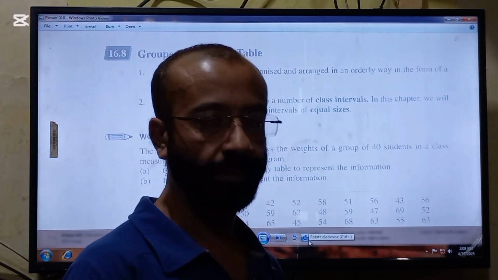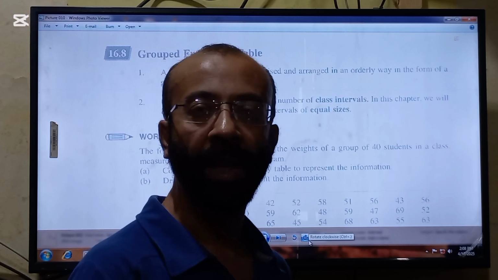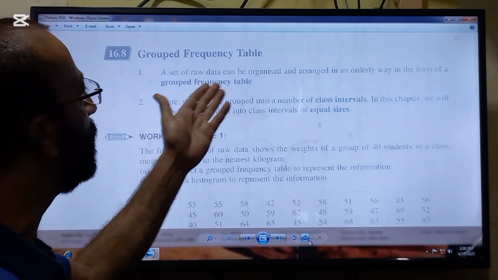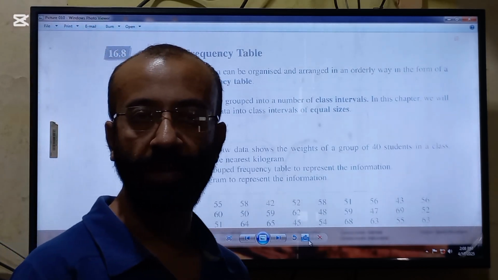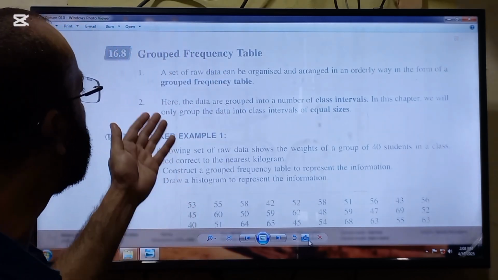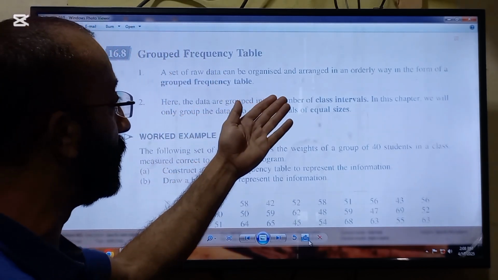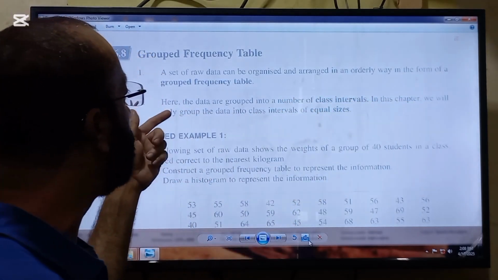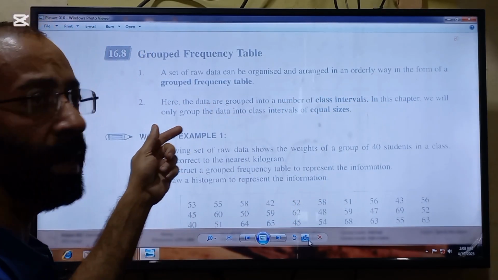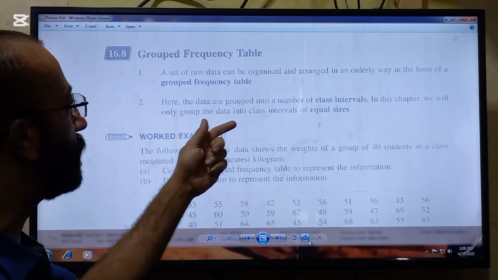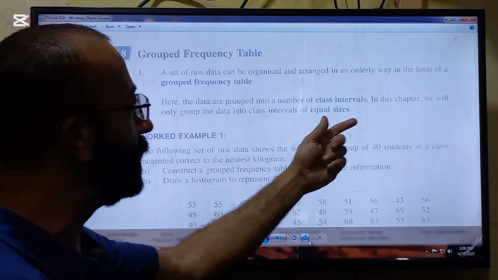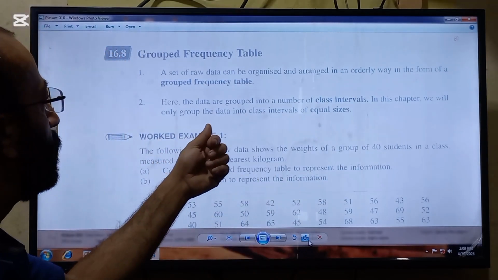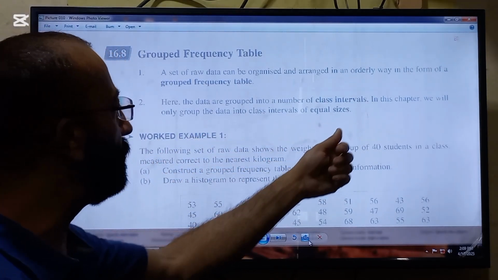Another topic which is going to be started is the grouped frequency table. The points to remember and understand are: a set of raw data can be organized and arranged in an orderly way in the form of a grouped frequency table. Here the data are grouped into a number of class intervals, and first we will learn only to group the data in equal sizes.